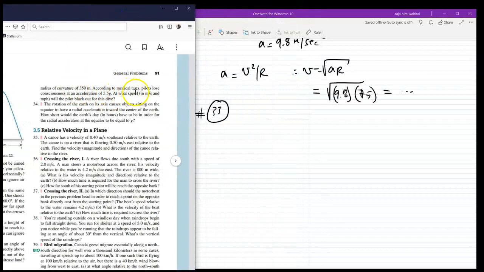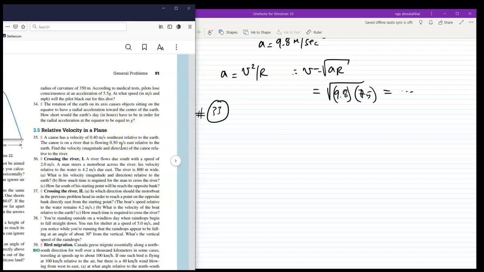According to medical test, pilots lose consciousness at an acceleration of 5.5 g, okay? If it's 5.5 g, you lose consciousness. At what speed in meters per second and miles per hour will the pilot black out for this dive? You got it? Okay, so how do we do it?